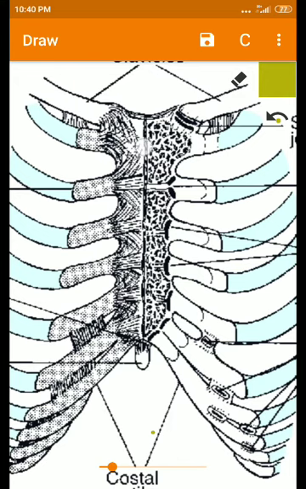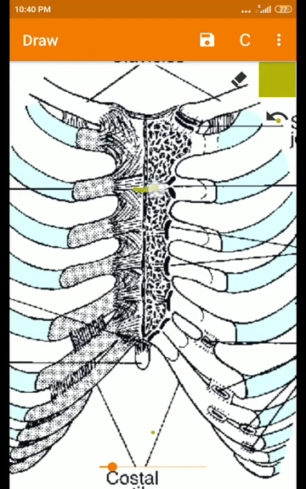And the joints present in the sternum: a joint is present between the manubrium and the body of the sternum. That joint is called the manubriosternal joint. This manubriosternal joint is a secondary cartilaginous joint. It permits only slight movements, that is sliding movements, which take place between them during respiration.